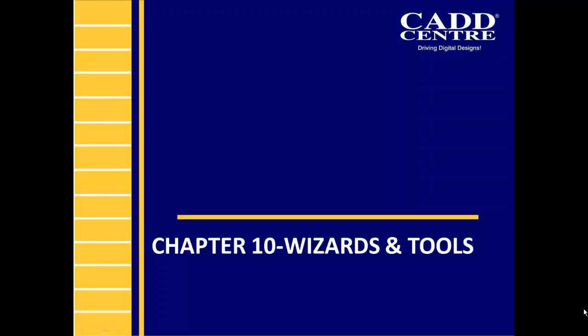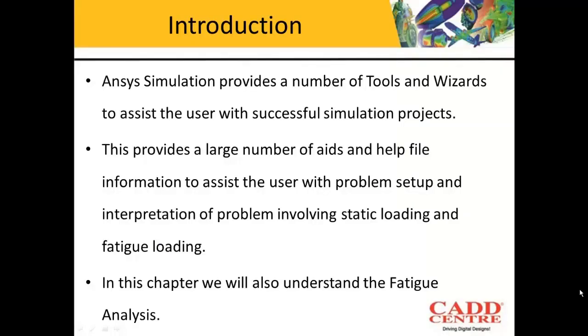Now the next chapter that we are going to start with is wizards and tools. Let us first understand what this wizards and tools is, and then we will see how to work with it. So in Ansys Workbench, we have a number of tools and wizards available. These tools and wizards are there to help the user complete the analysis process. With the help of these tools, we can complete the process by following the rules and the steps.